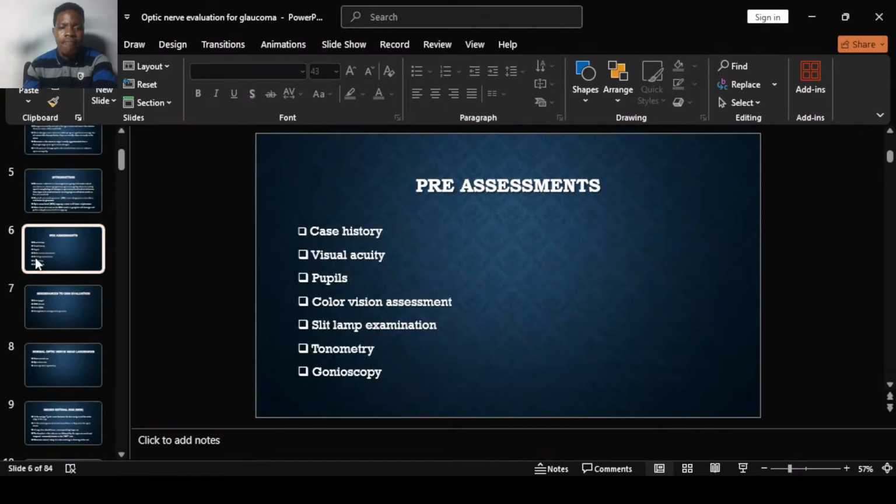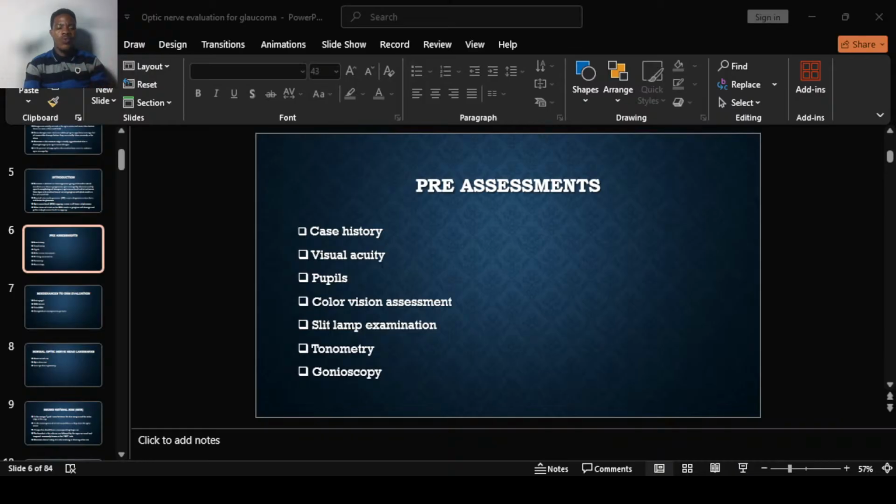So there are some pre-assessments we need to look at before we begin the optic nerve head assessment effectively. So case history, like in all optometric examinations, case history is important. It is important that we do a thorough case history to know what the issue is, and the next is visual acuity. And meanwhile, in your case history, it is important to note if there's a family history of glaucoma. All these three help in our diagnosis. And also the visual acuity is important because glaucoma is a progressive condition.